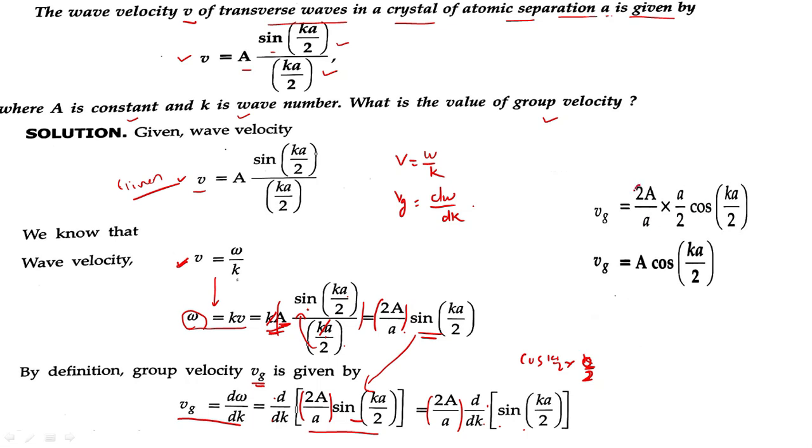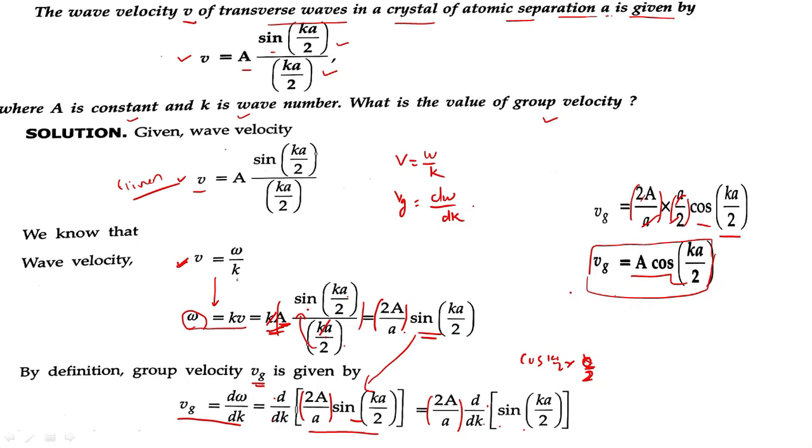So the constant part already present, a by 2 from the derivative of k a by 2, and cos(k a by 2). So the answer will be: a cancels, 2 cancels, the remaining part is a cos(k a by 2). Vg equal to a cos(k a by 2).